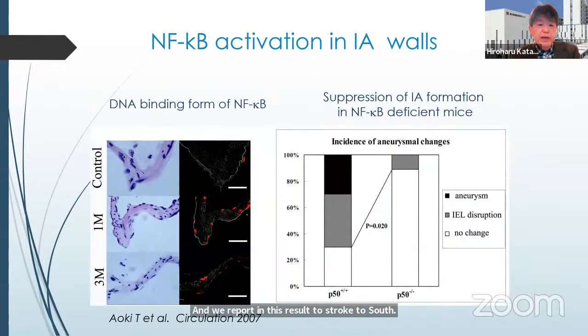Next, we investigated why macrophages accumulate in the aneurysm wall. We took notice of NF-kappa B, a potential transcription factor for inflammatory reaction in vascular walls.